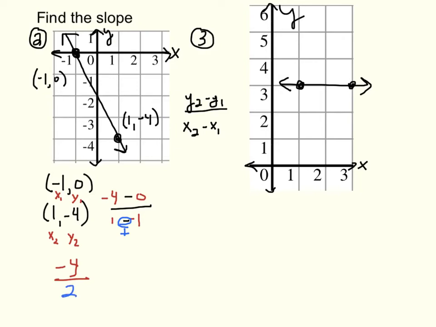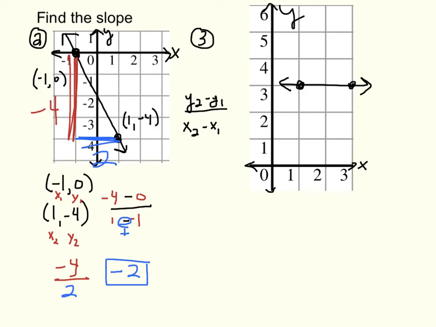So -4 over 2. That means you can simplify that. -4 divided by 2 is -2 over 1, or just -2. My slope is -2. You could have also done down to the right, down 4 to the right 2, and you would get the same thing as -4 divided by 2, which is -2.